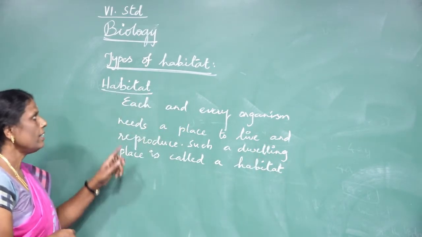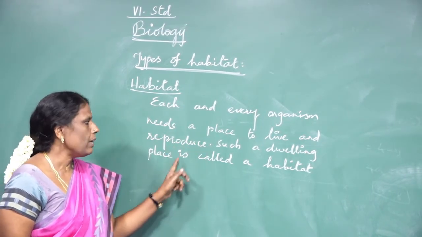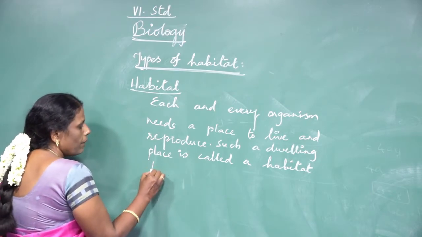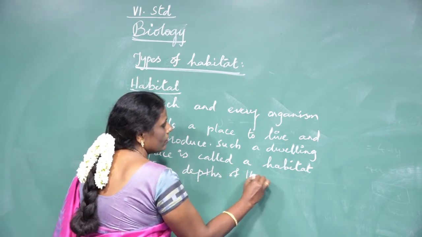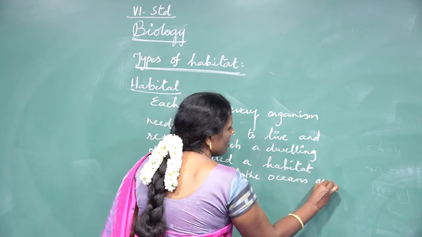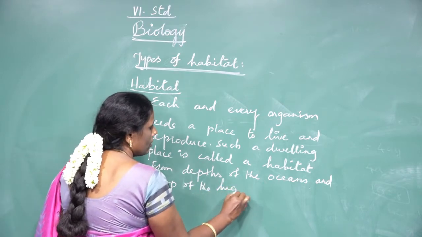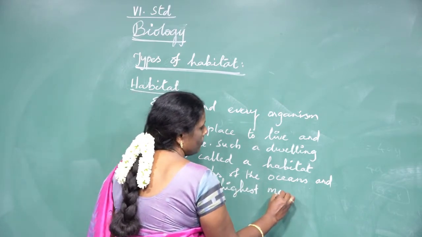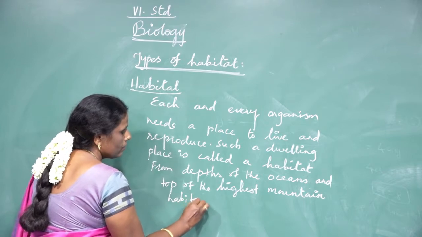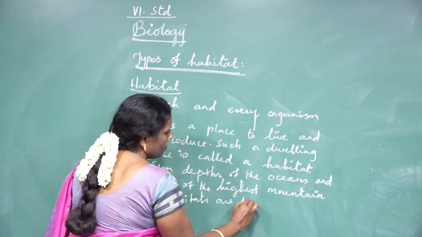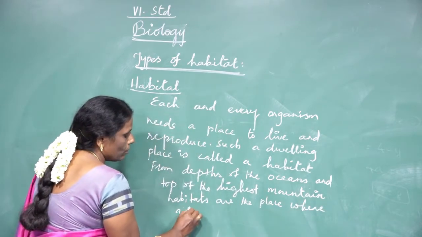Listen, children, what is habitat? Each and every organism needs a place to live and reproduce. Such a dwelling place is called a habitat. From the depth of the oceans and top of the highest mountains, habitats are the places where animals and plants live.